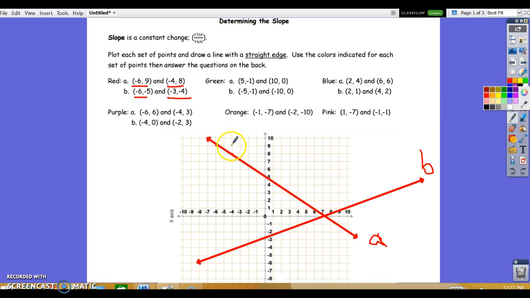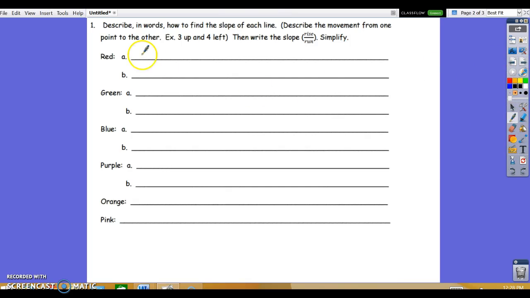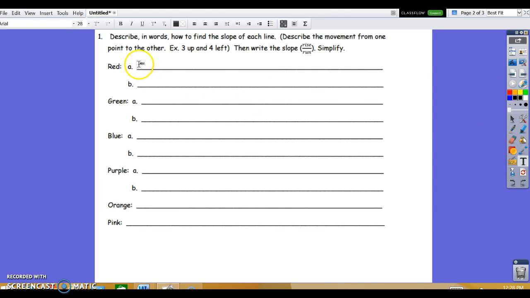Now, what I can see from this point, let me grab a black color here, this point to this point, I'm going down 1 and to the right 2. So once down, 2 to the right. So what I'm going to write on the back side is, hopefully it'll let me write here. Okay, gotta make this a little smaller. Down 1, right 2. Okay, now it's asking me to write that as a fraction. So down 1 would be -1, right 2 would be 2, so -1/2.